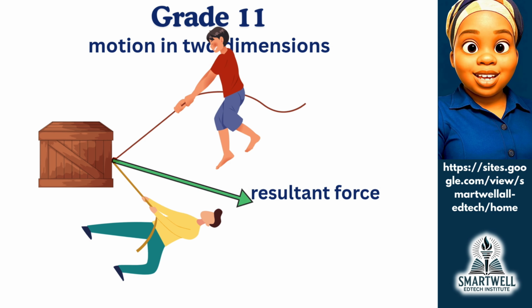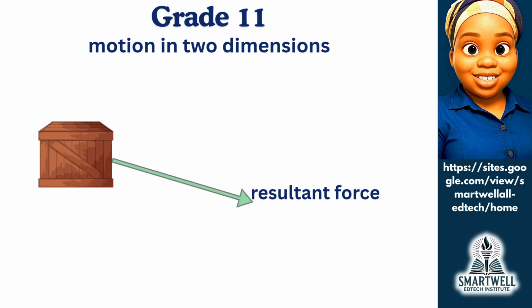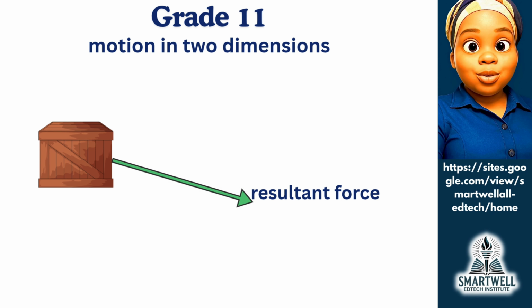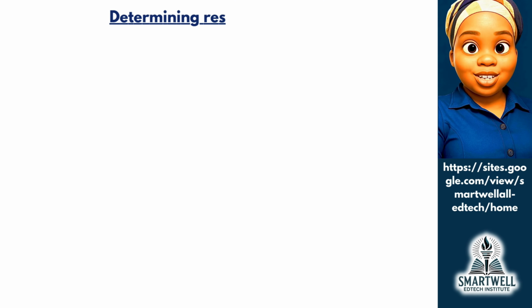Two people pulling a box. The woman pulls the box in one direction and the man pulls it in another direction. When they pull at the same time, the box will move in this direction that is a combination of both pulls. That green arrow represents the resultant force. If we remove the woman's force and the man's force and keep only the green arrow, that green arrow summarizes the total effect of both forces. That is the resultant.